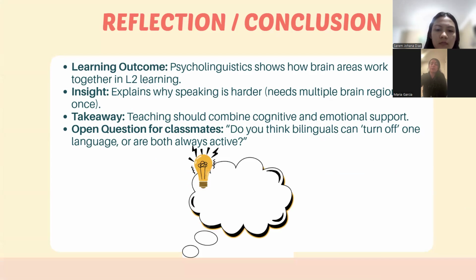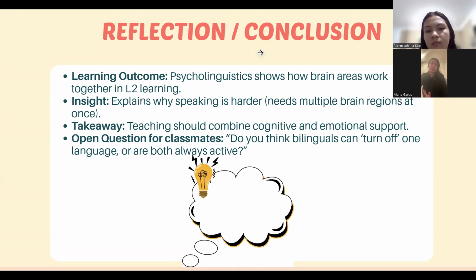Okay, now our conclusion. From our character, we learn that second language learning involves both cognitive and biological processes. This explains why speaking is harder, since it requires multiple areas at the same time. In conclusion, language teaching should address both the mental and the emotional side of learning.